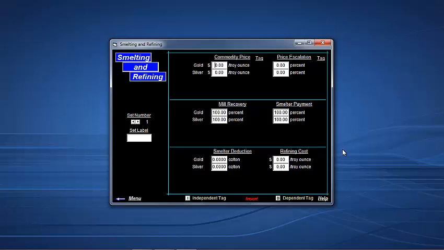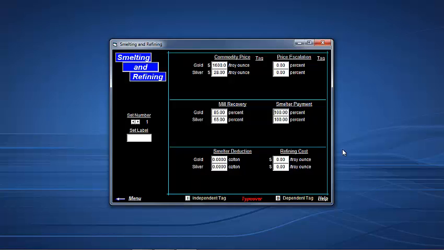But let's start with the smelting and refinery. Essentially, we're going to define the commodity values on this screen. So, in other words, what we get paid for what we're producing. Say gold is selling for $1,600 a troy ounce right now, silver for $28 a troy ounce. Say we recover 85% of the gold through the mill and about 65% of the silver.